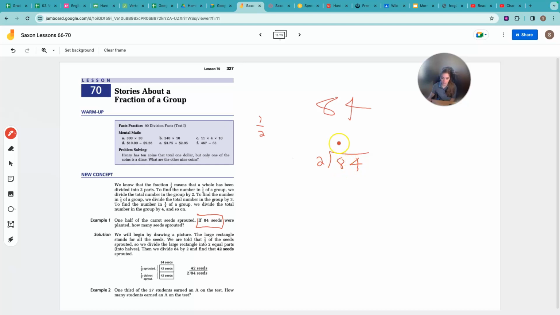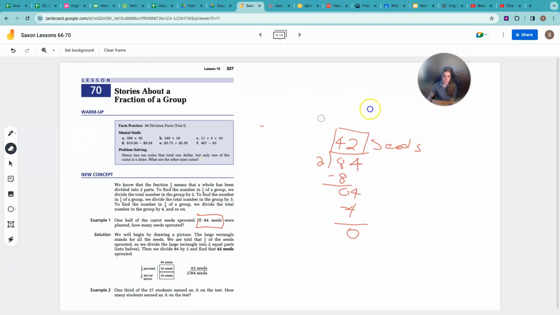So 2 goes into 8 4 times. So we have 8. It equals 0. We bring down the 4. 2 goes into 4 2 times. 2 times 2 is 4, so then we subtract that. There's no remainder because we get a 0 at the end, and there's nothing else to bring down. So 42 seeds would be the answer to that problem.